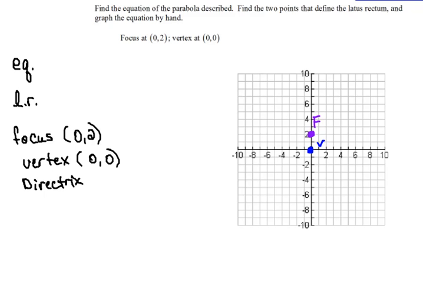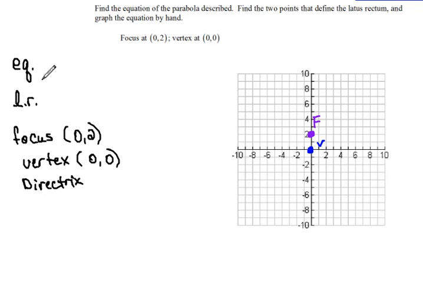Alright, here we have an example that says find the equation of the parabola described. Find the 2 points that define the latus rectum and graph the equation by hand. So I've gone ahead just to save time and listed out, they want us to find the equation and the endpoints of the latus rectum.